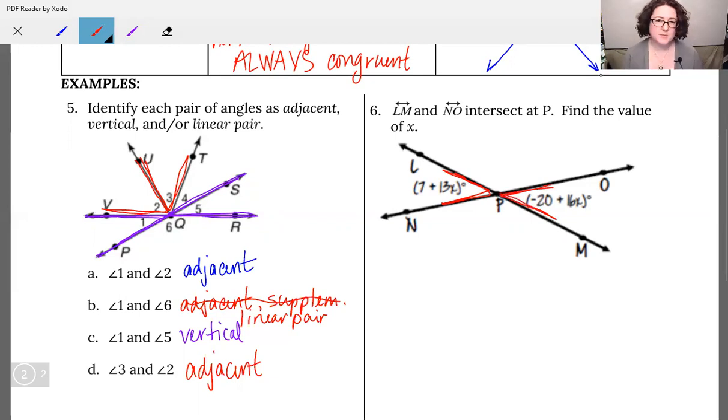Hey, what are those in the right spot for? They make vertical angles. So vertical angles are always going to be congruent to each other. So what's another word for congruent?